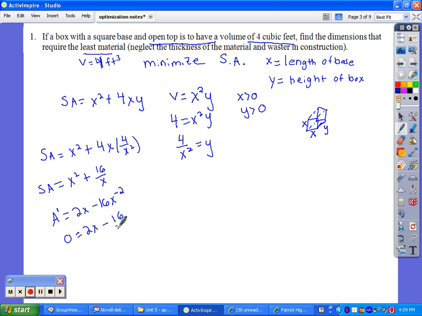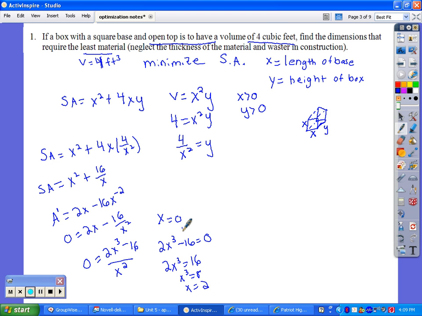And I have 16 over x squared. And then we can get a common denominator. So this needs to be multiplied by x squared. So I have 2x cubed minus 16 over x squared. And so my critical points are going to be x equals 0. And then I'm going to set 2x cubed minus 16 equal to 0. And so we have 2x cubed is equal to 16, x cubed is equal to 8, and then x is equal to 2. Okay, so my critical points are 2 and 0.